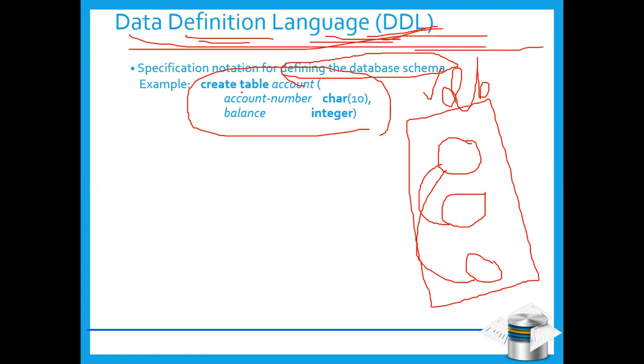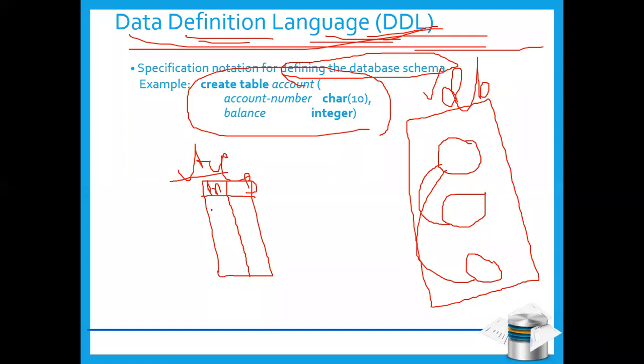Now, with this query, you mean that you are creating a table called account. You will be having two fields. Field is nothing but a column. You are creating two fields. The first one is account number and the second one is balance. So you're creating such a structure, a table called account, which has two fields.